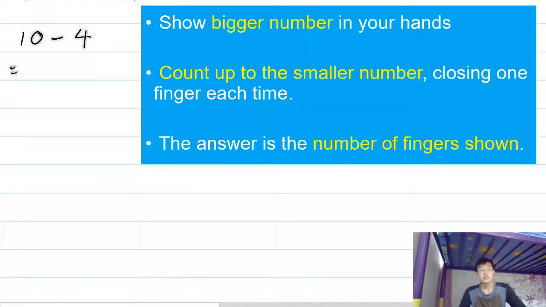So how do we do 10 minus 4? So let's learn how to subtract with our fingers. First, show the bigger number in your hands. In 10 minus 4, 10 is the bigger number. So we'll show 10 in our hands. And now count up to the smaller number. So we have to count up to 4. 1, 2, 3, 4. The answer is the number of fingers shown, which is 6.